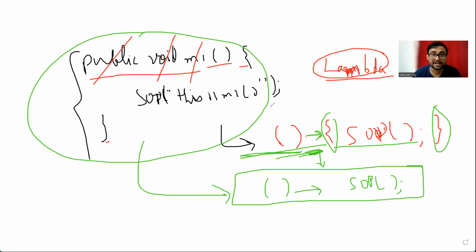An interviewer may also ask: if I have n number of default and static methods and only one abstract method, will it be a functional interface? Yes, it will still be a functional interface. There can be another scenario: if I write @FunctionalInterface, can it be a functional interface?